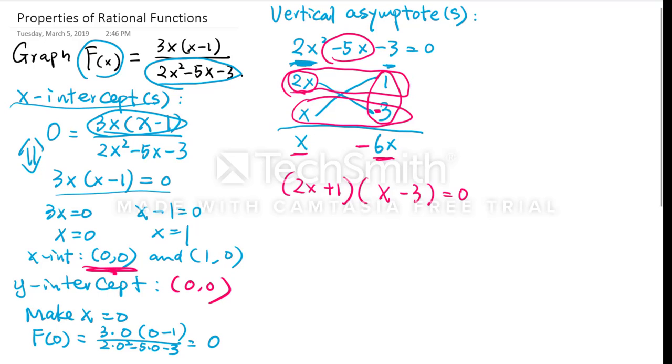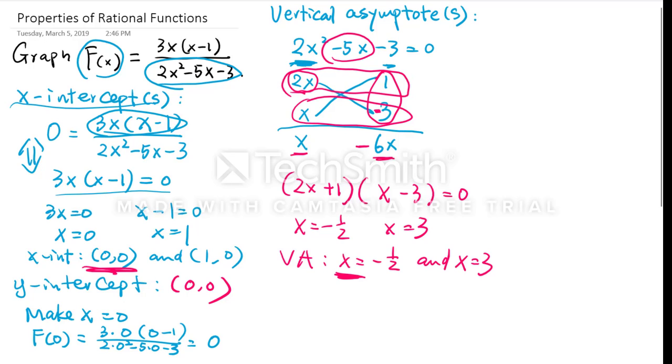Alright, and we have two solutions. One is x equals negative 1/2, and the other one is 3. All right, so we have two vertical asymptotes. One is x equals negative 1/2. This is one vertical asymptote. Please remember to include x equals this part here. If you just write negative 1/2, that's not a line. Remember, vertical asymptote is a vertical line. And the other one is the vertical line of x equals 3. Okay, so now I found the vertical asymptotes.